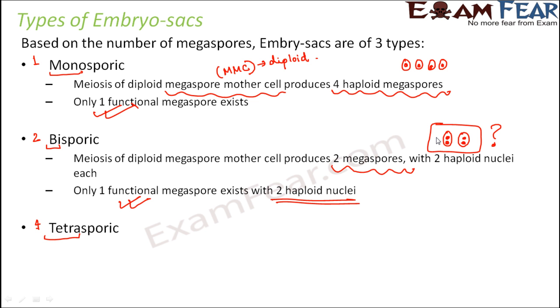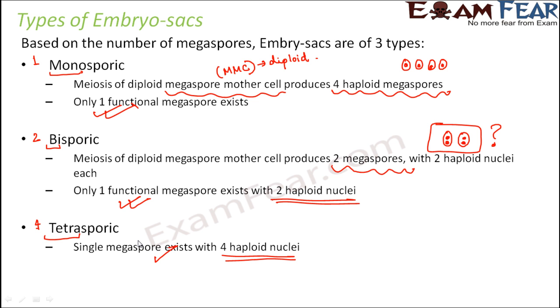Now, could you guess something about the tetrasporic embryo sac? So here we are going to have one functional megaspore with 4 haploid nuclei. Yes, absolutely. So in this case, a single megaspore exists with 4 haploid nuclei. Everywhere it is going to be just one single megaspore. It is just that the number of haploid nuclei inside that megaspore can be 1, 2 or 4.